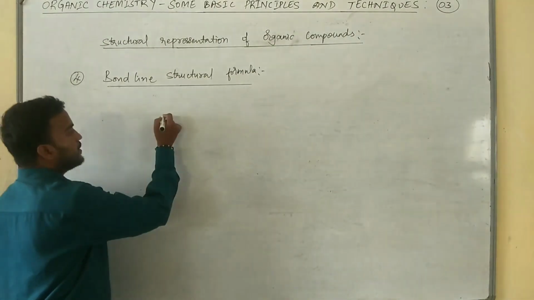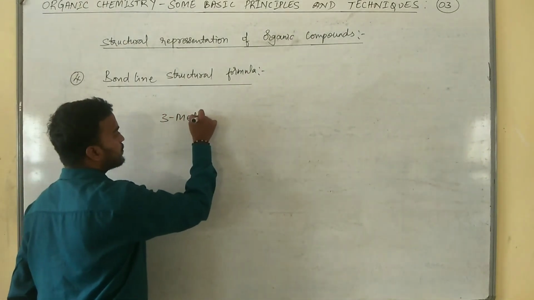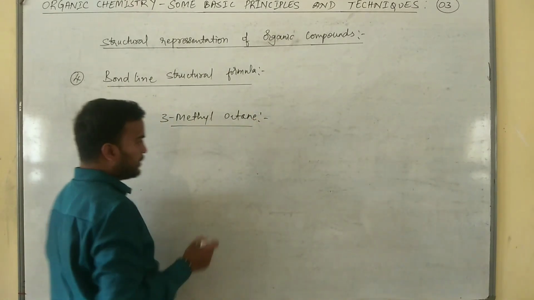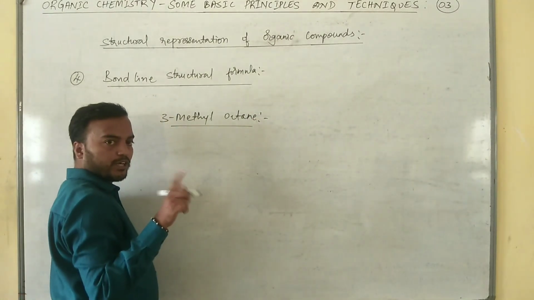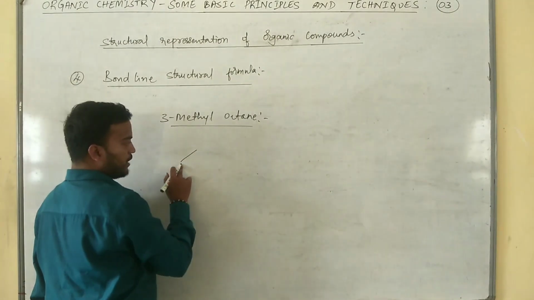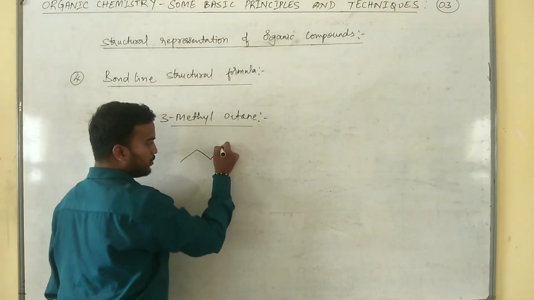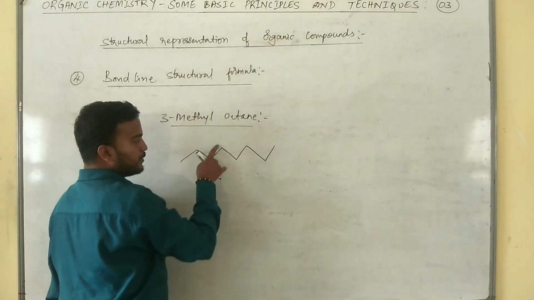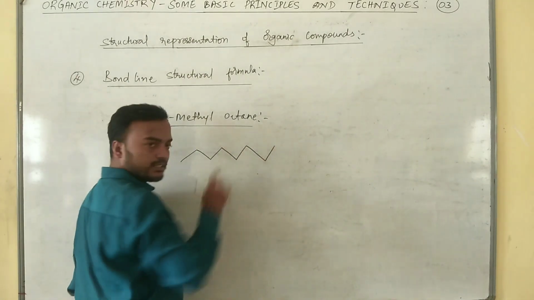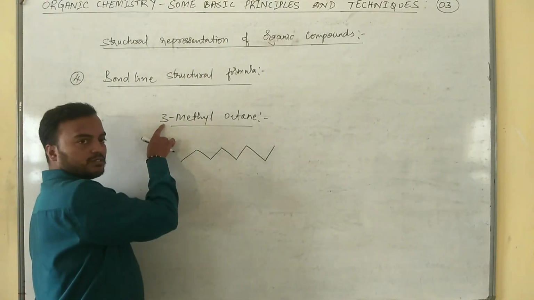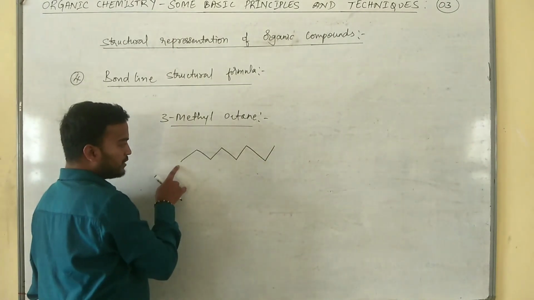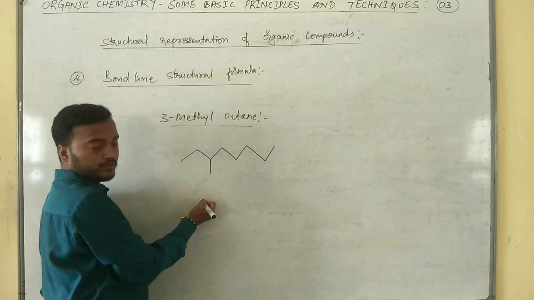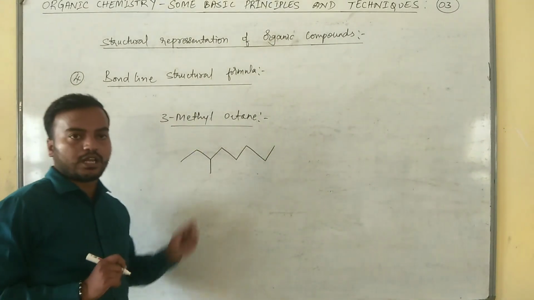For example, I will take 3-methyl octane as an example. Octane means the number of carbon atoms is 8: 1, 2, 3, 4, 5, 6, 7, 8. The third carbon atom is linked with a methyl group. 1, 2, 3. So this is the third carbon atom linked with a CH3 group. So this is 3-methyl octane.